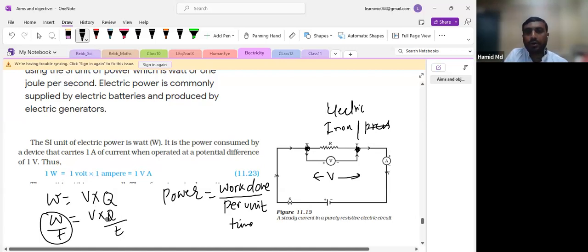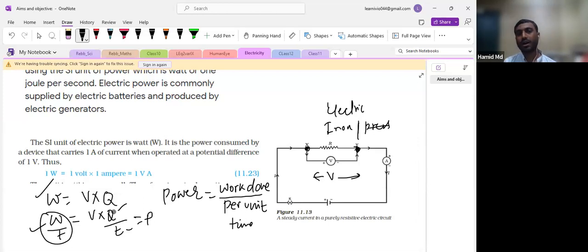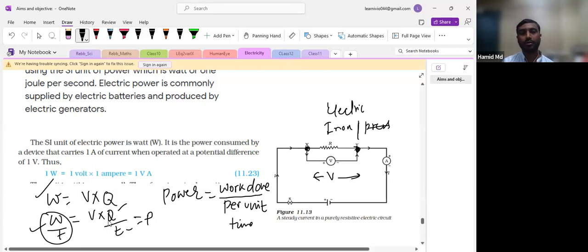So work done, we already know from our previous classes, is that to bring a charge from one potential to another potential, we multiply it with V into Q, right? This is the work done. So work done per unit time is nothing but power. So we will say that this is power, P. We already know V and the charge of electrons that flows in the circuit, but we are not aware of the time. It will come in seconds.